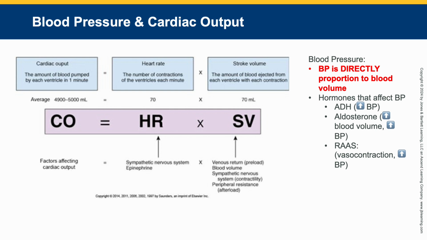How much blood is ejected by the ventricle each minute is the cardiac output, and this is dependent on the heart rate, but also stroke volume, which is how much blood is ejected from the ventricle with each contraction. So all of this is going to come into play when we talk about heart failure and cardiomyopathies shortly.